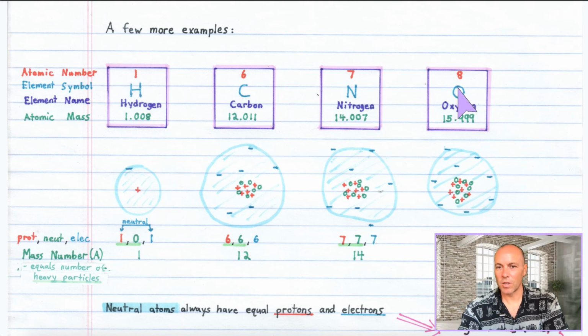Now here's an oxygen atom. Oxygen is element number 8, so there are 8 protons. And this one has 8 neutrons and also 8 surrounding electrons. So the mass number here is 16.